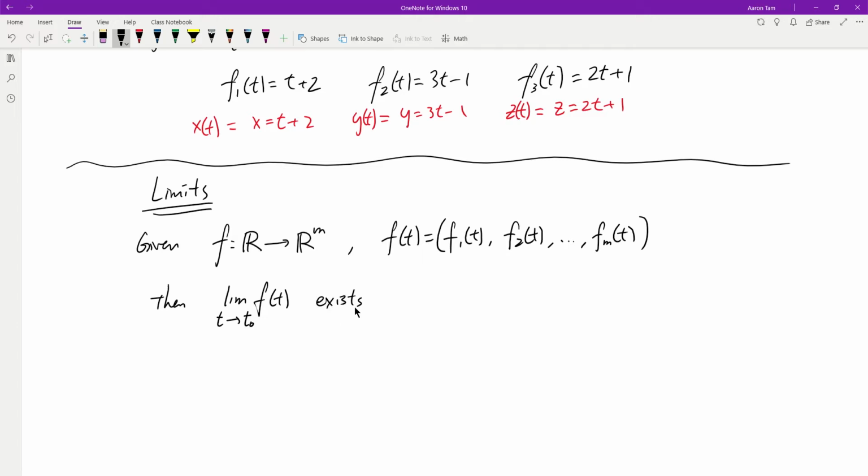exists if and only if the limit exists for all its coordinate functions.